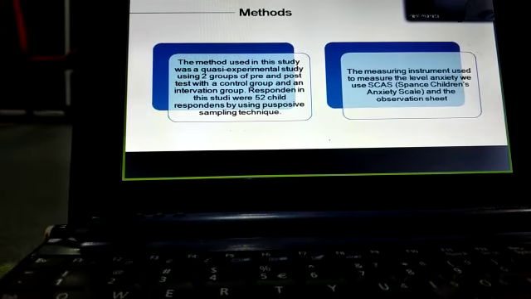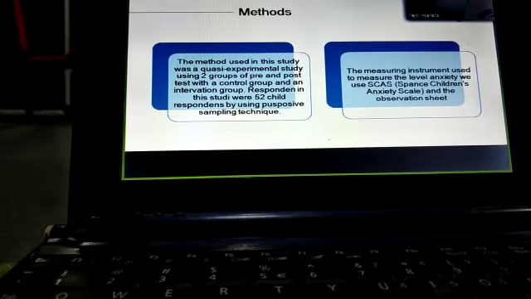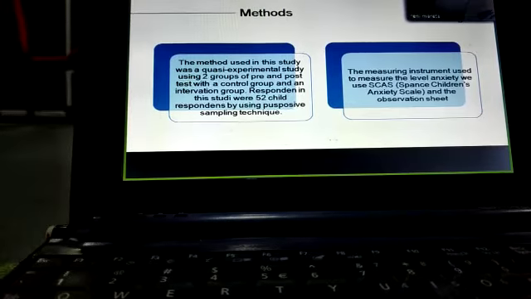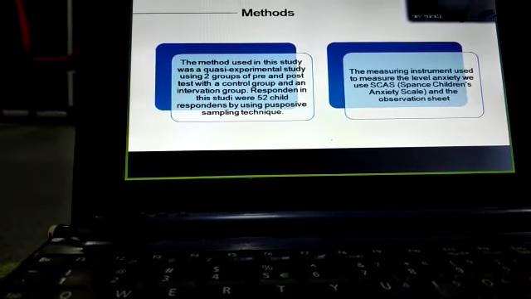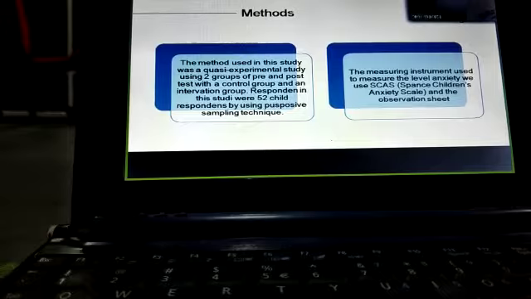This is exactly for clients aged 1 until 6 years old. Besides that, we use the observation sheet too.